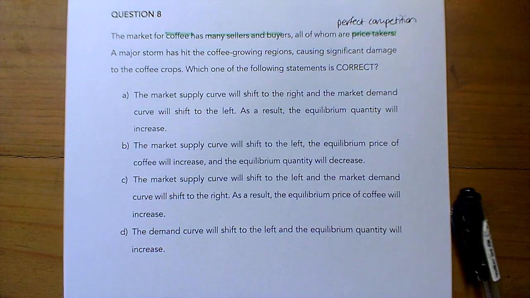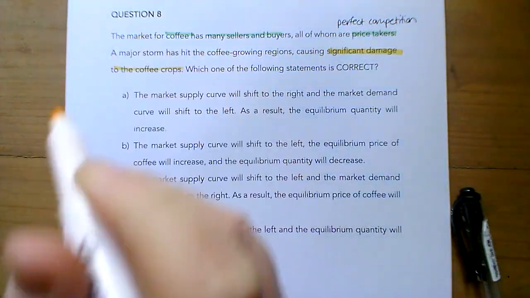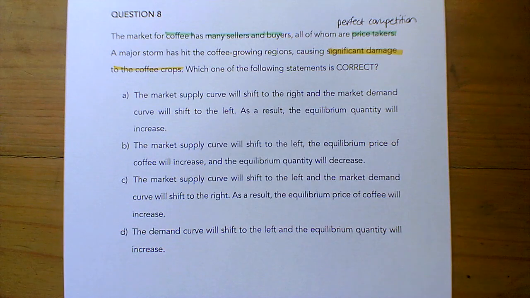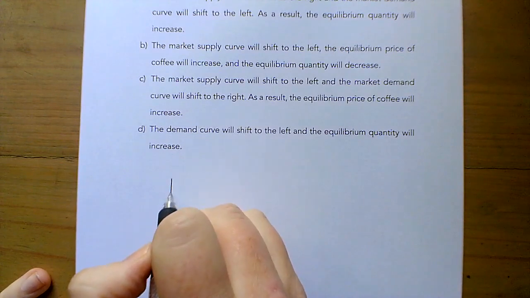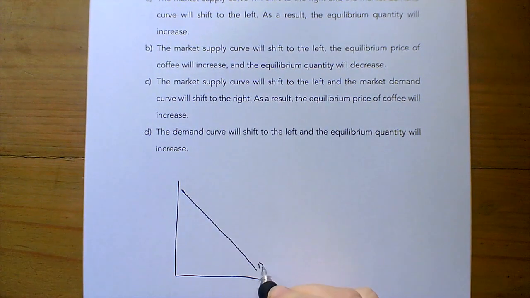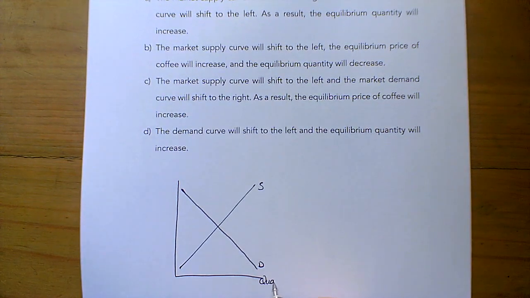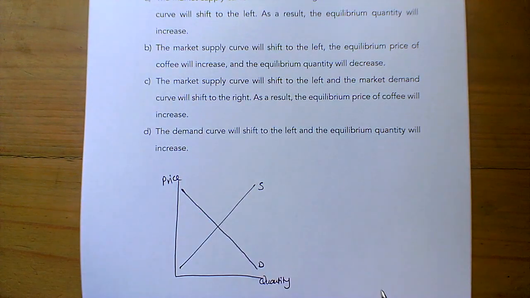A major storm hits the coffee growing regions, causing significant damage to coffee crops. Which of the following statements is correct? So I always find that drawing a graph for these types of questions really helps. So a perfectly competitive market has a downward sloping demand and an upward sloping supply. We have quantity on the x-axis and price on the y-axis.